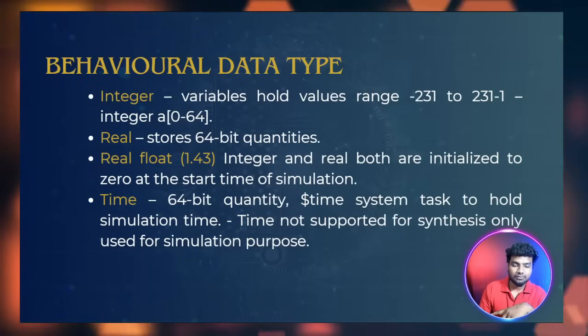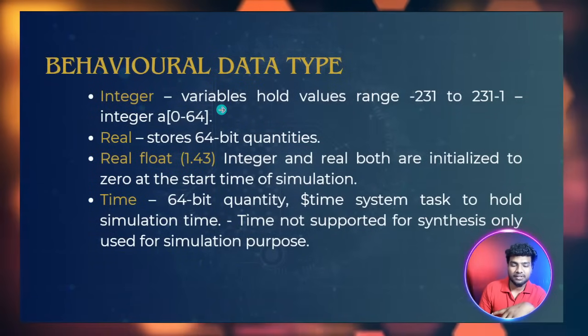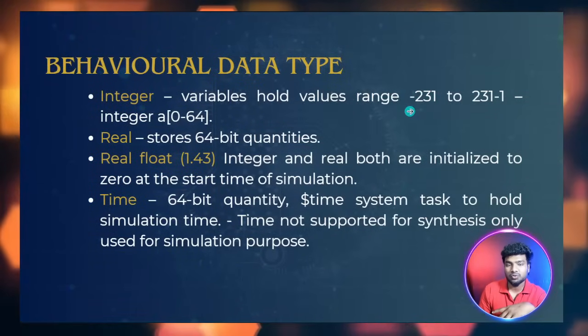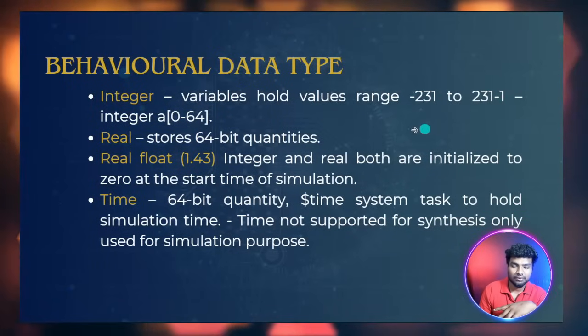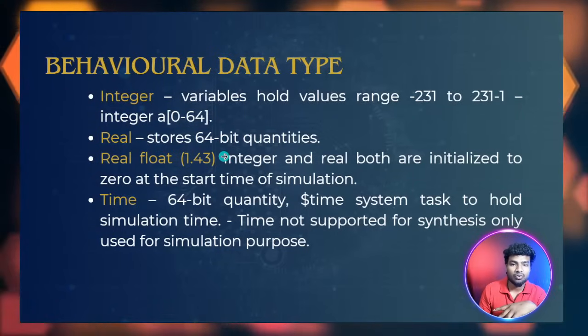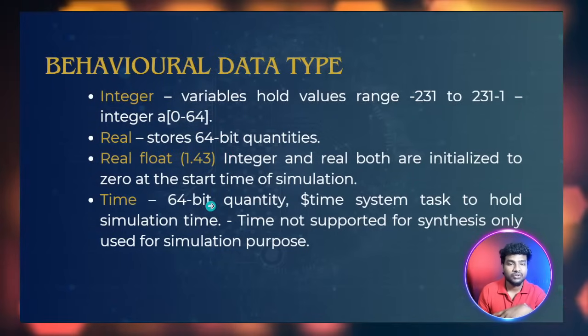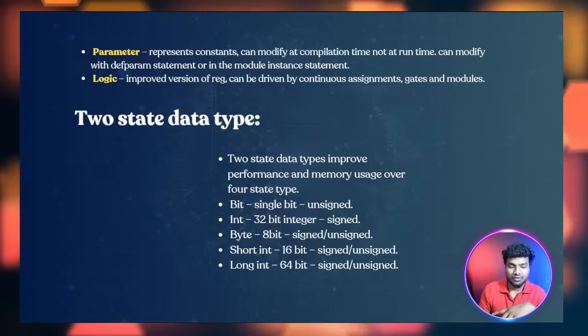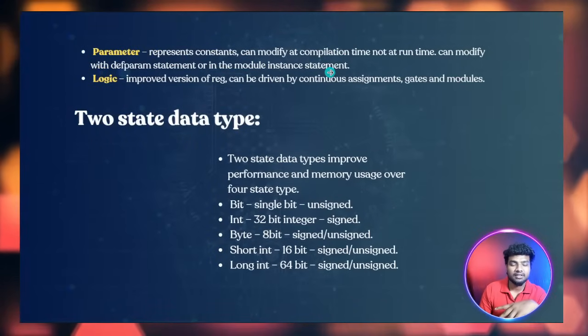Integer is signed in nature, it can hold values from minus 2 to the power 31 to plus 2 to the power 31. Real is a 64-bit floating point type. Yesterday we also saw the time data type, and the parameter also we saw yesterday.